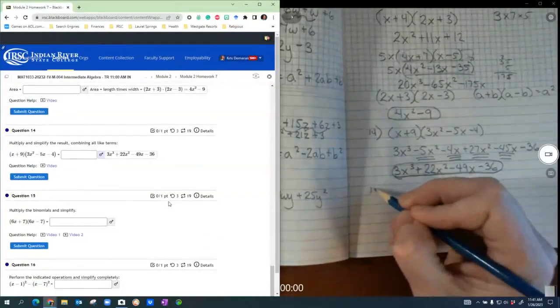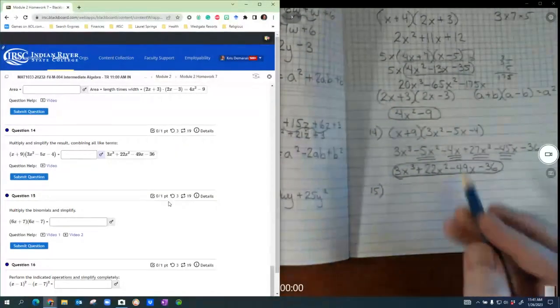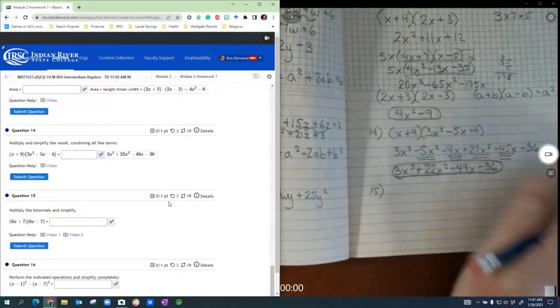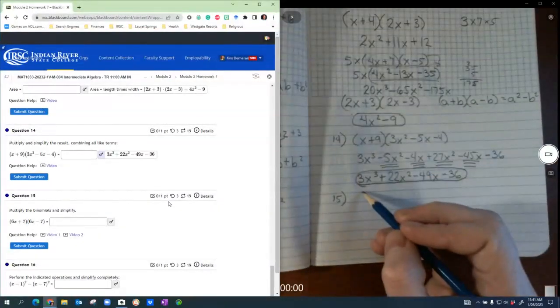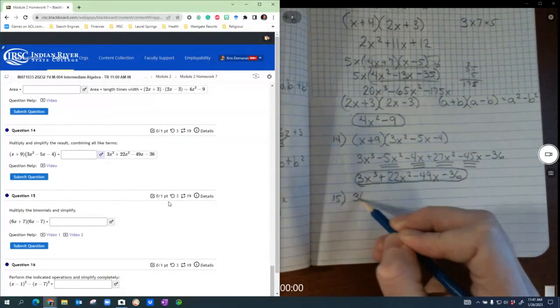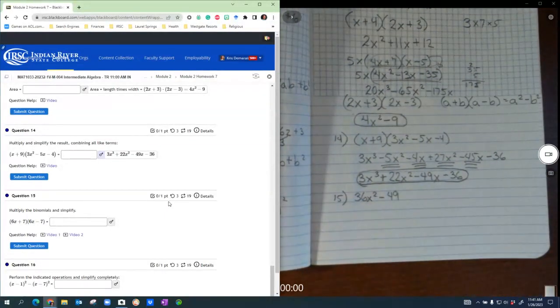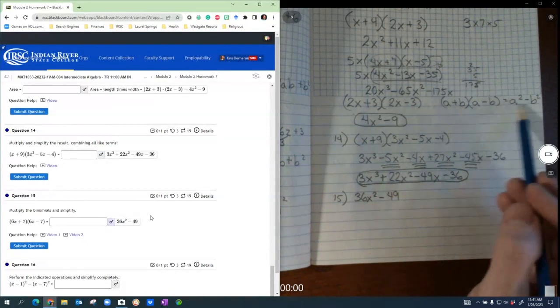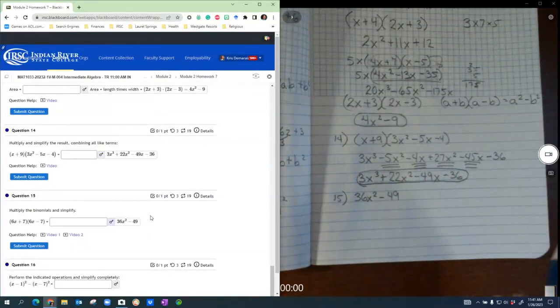Now, 15. This is the difference between two squares that follows this pattern right here that I went over already with you. So what we're going to do is do it mentally. The answer is 36x squared minus 49, I'm done, here's my answer. So if you know your special cases, the answers are produced rather quickly.